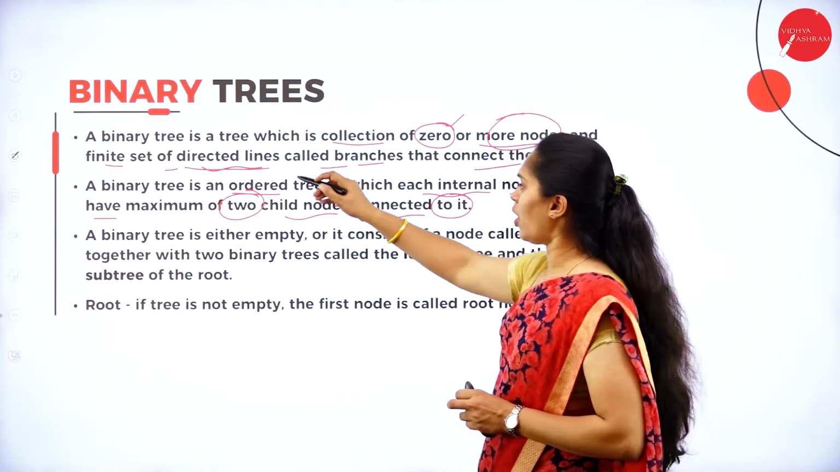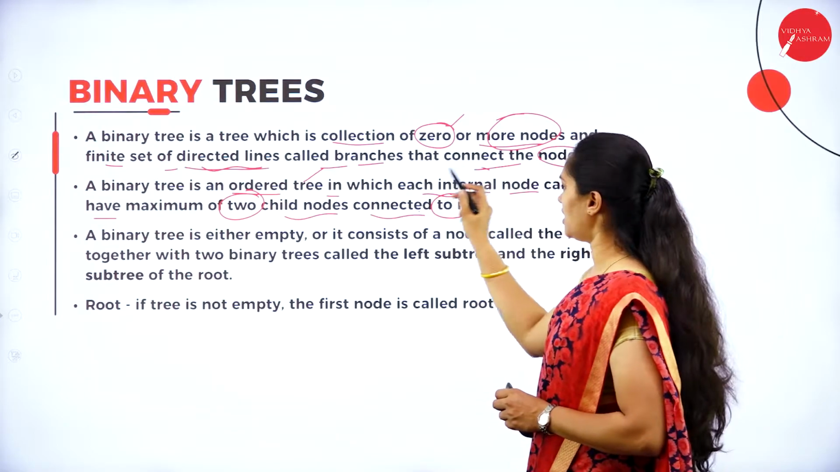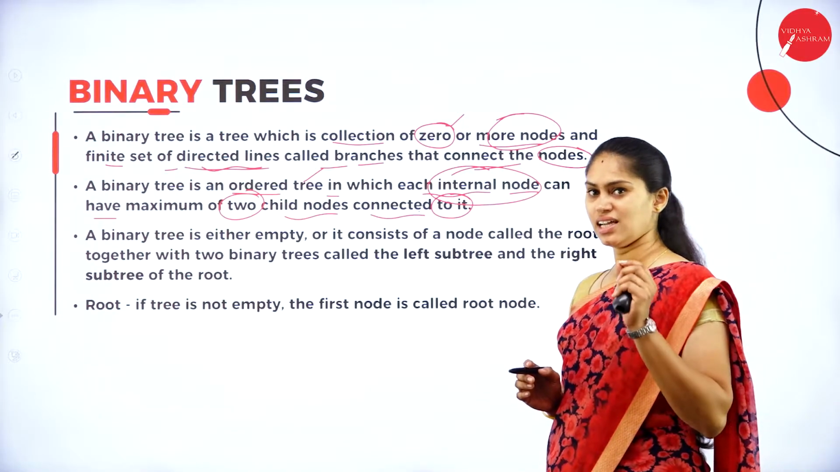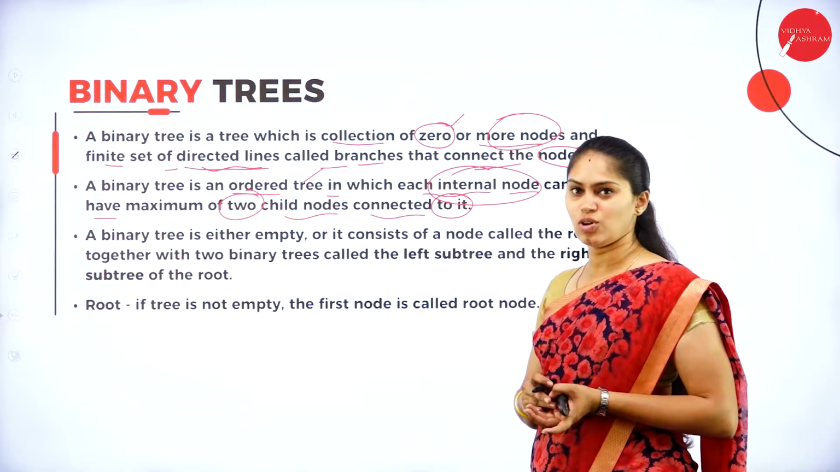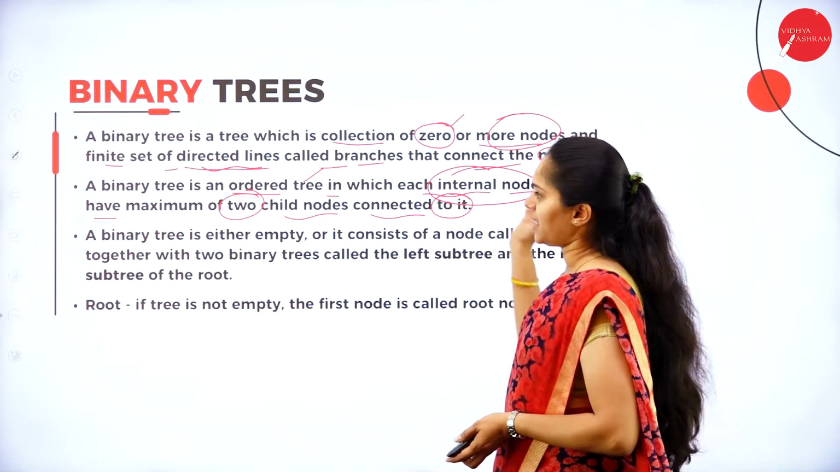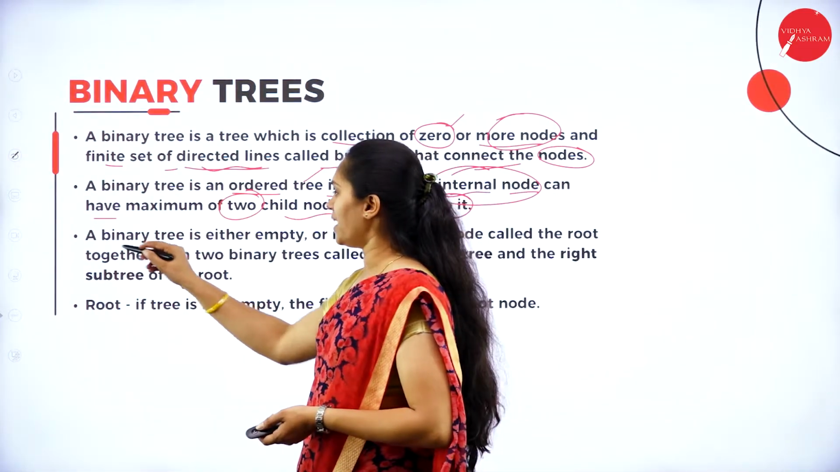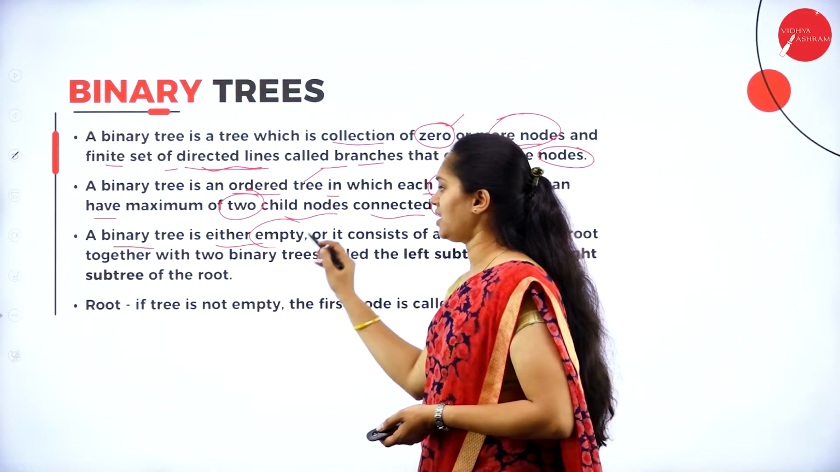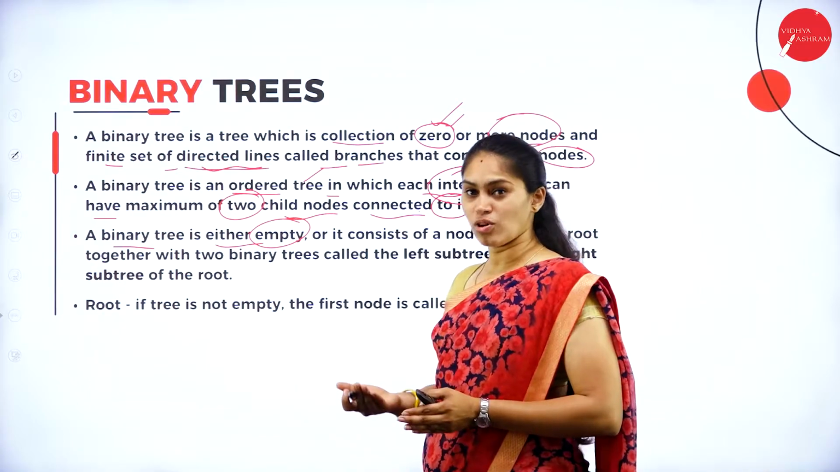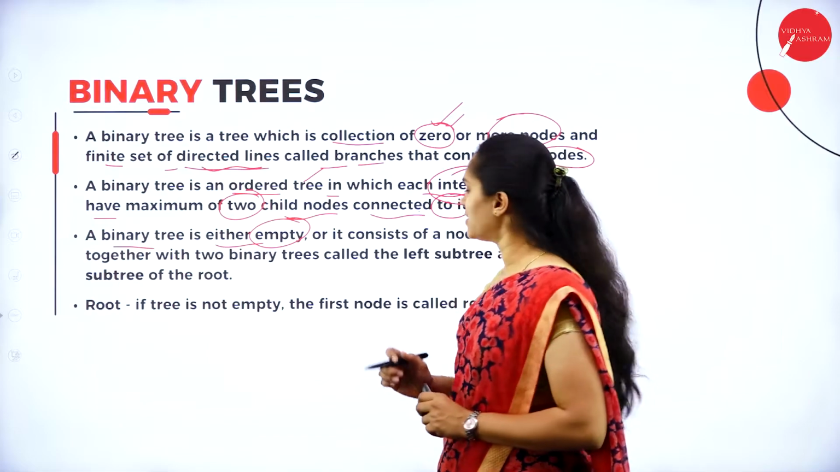It is an ordered tree in which each internal node, and this is not an external node or leaf node, this is internal in nature, can have children. It can have a maximum of 2, but not more than that. And a binary tree is either empty, meaning it cannot have any nodes, so 0 or more than that. If it is more than that, then it needs to have a maximum of only 2 children.